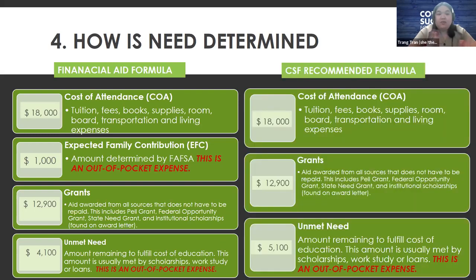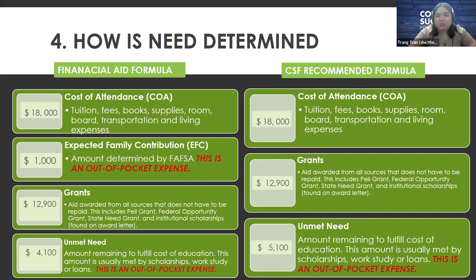So you can see from the financial aid formula, cost of attendance minus EFC, right? If you consider the grants, the unmet need would be $4,100. But if we use the cost of attendance minus free money, then you can see there's an unmet need of $5,100, which includes the EFC. And so students and families know that, oh, I have to also pay for my EFC and the remaining unmet need as well. And so this is why it's a little bit easier to understand.